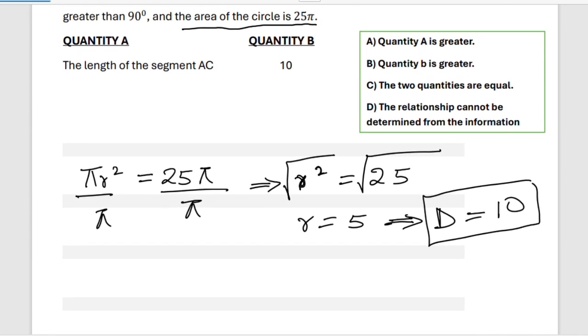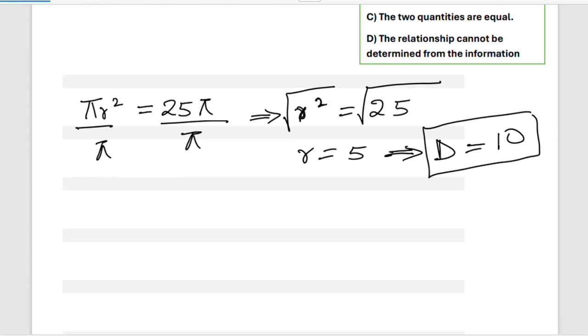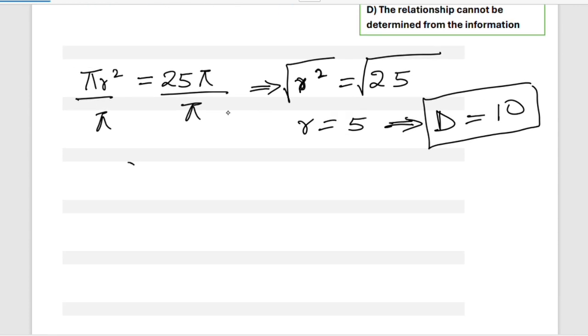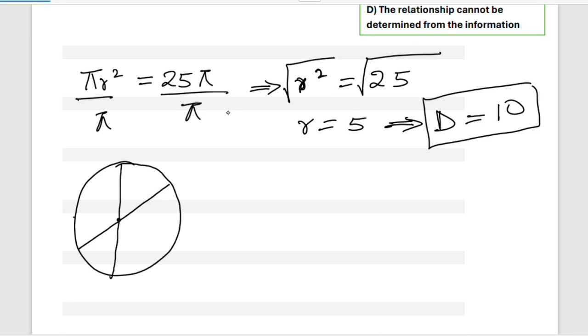And mind you, the diameter is the longest line that joins 2 points in a circle, and it must pass through the center. So if we have a circle, and this is the center, this is a diameter, this is a diameter, this is a diameter, okay? Any other line that goes this way, that doesn't cross the center, is called a chord, and a diameter is longer than a chord. A chord is always shorter than a diameter.